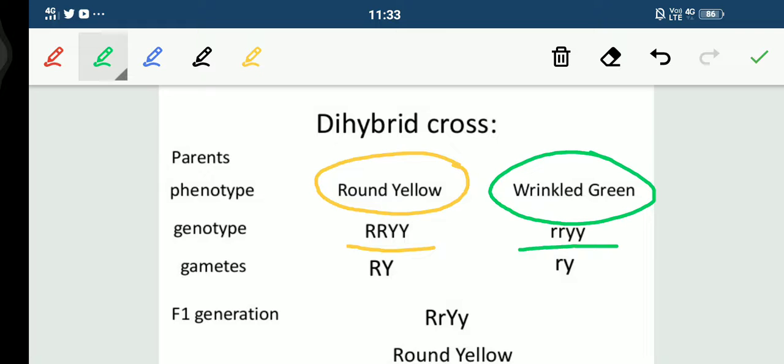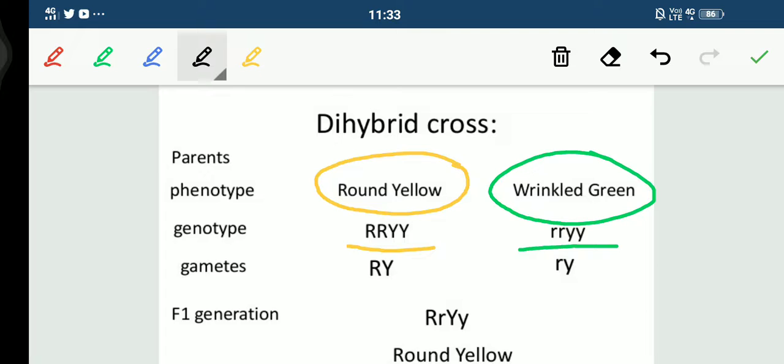And now talking about their gametes. This is basically, students, for the simplification we have taken it. Like for the round we are taking R, but for the wrinkled we are not taking W, otherwise you will be confused. Fine. So that is why these initials have been taken.